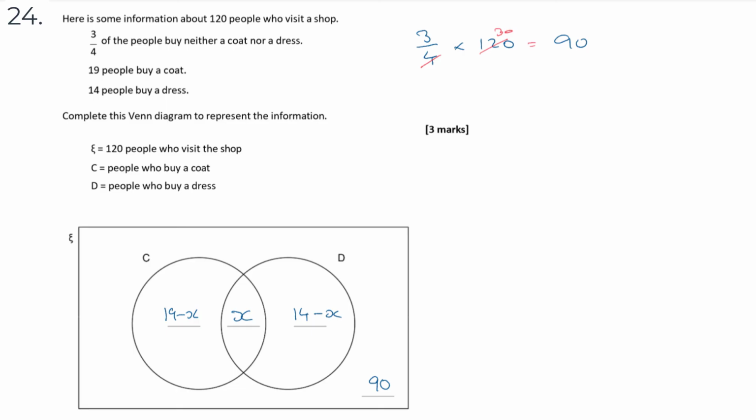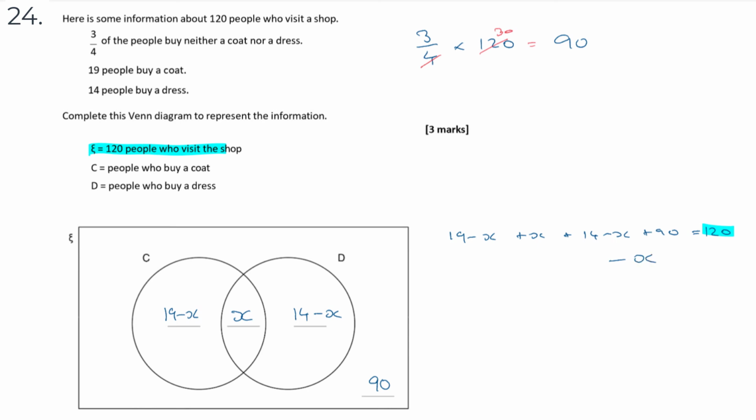I can use the fact that there are 120 people in the shop altogether. So I'm going to form an equation by adding all the various bits of my Venn diagram together and solving for x. Taking the 4 different regions, 19 minus x plus 14 minus x plus 90, the 4 different parts of my diagram, that must be equal to 120, like it told me in the question.